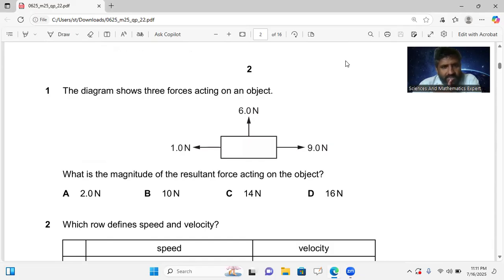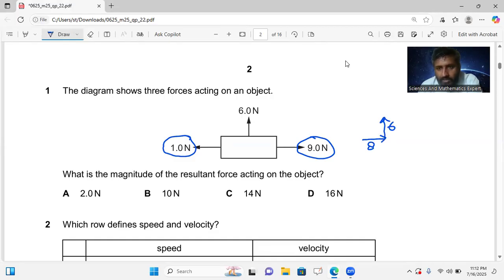The diagram shows three forces acting on an object. What is the magnitude of the resultant force acting on the object? So for the resultant, this is 1 Newton, this is 10 Newton, this is 1 Newton, this is 9 Newton. It means 9 minus 1, both are in opposite direction. So we will take 8 Newton as a resultant. So 8 Newton is like this and 6 Newton is like this.